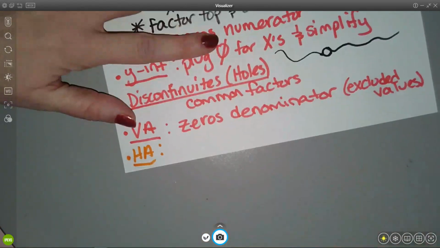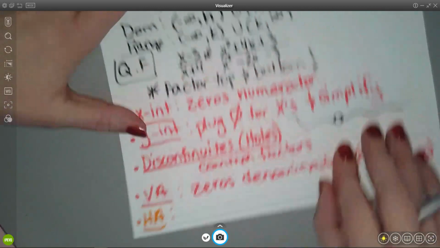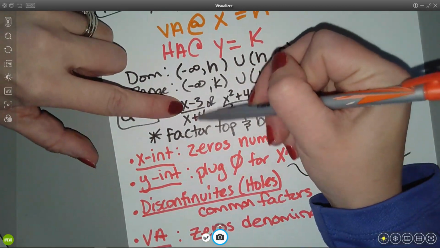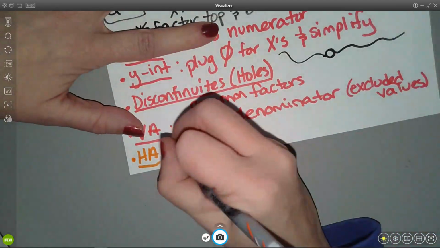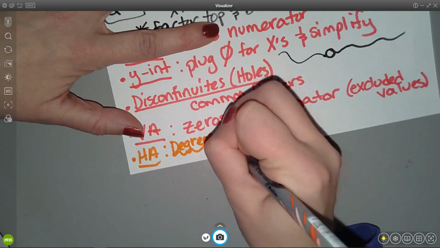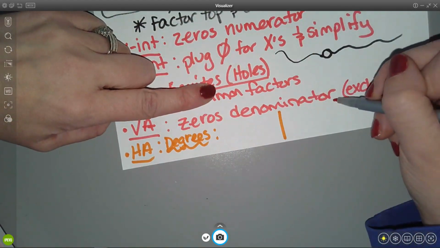Now, there are rules involved here. Okay. And we're going to look at the degrees. When I say look at the degrees, I mean that I'm going to look at the degree here. So here my degree is 1, here my degree is 2. We're going to look at the degrees. And what we need to know about that, we have 3 different cases.